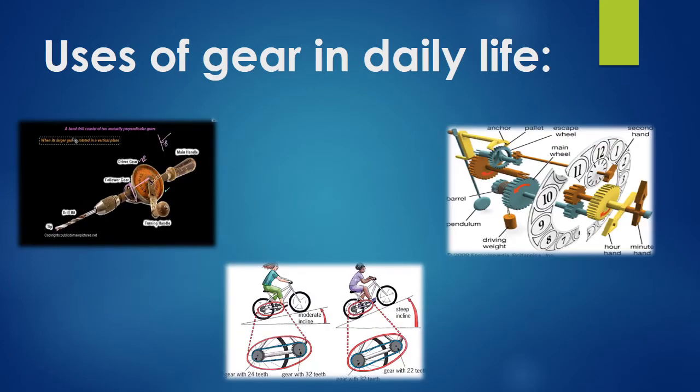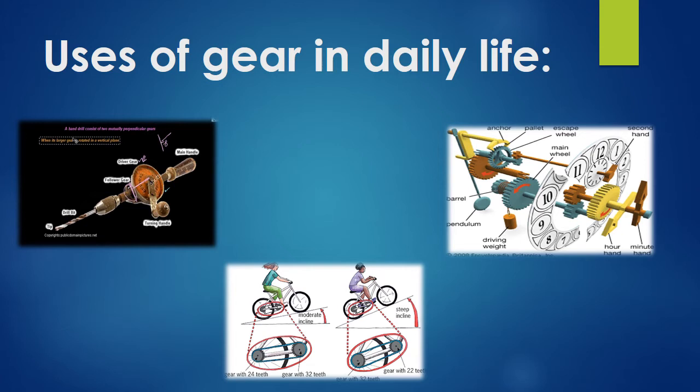Uses of gear in our daily life. There are many uses of gear in our daily life. First, I will discuss the hand drill. A hand drill consists of two mutually perpendicular gears. When its larger gear is rotated in a vertical plane, the smaller gear linked with it rotates very fast in the horizontal plane. A hand drill is used to make holes in the wood.